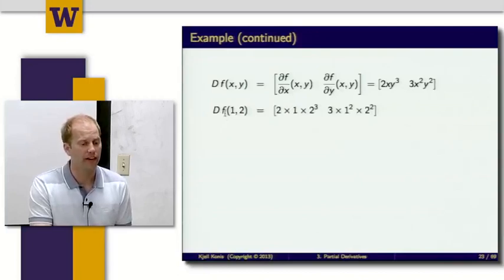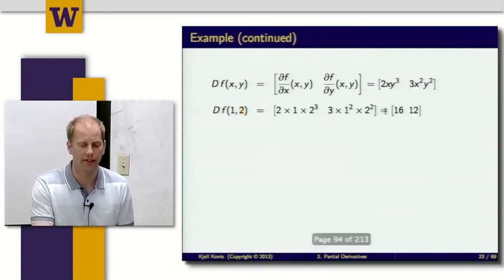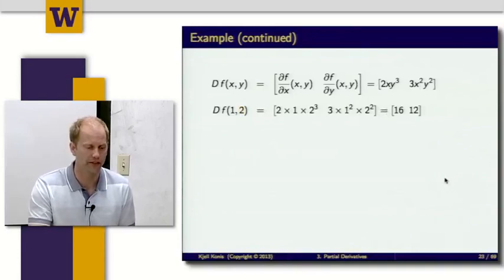And then if I want to evaluate the gradient at the point (1, 2), here I have 2 times x times y cubed. So this is 2 times 1, that's just this 2 here, times 2 cubed. And then 3x squared y squared, so 3 times 1 squared times 2 squared, and easy enough, that's 12.